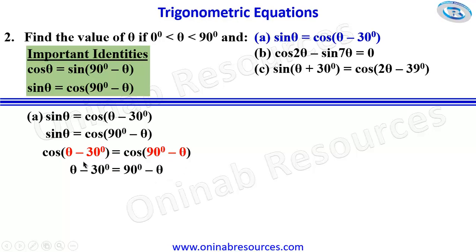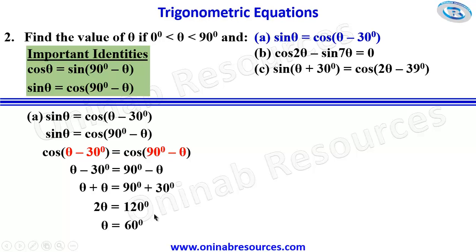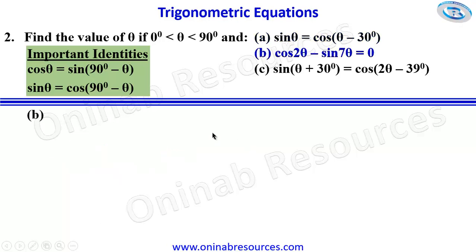Take this minus theta to the left hand side, we have theta plus theta. This 30 degrees is to be added to this 90 coming here. This is going to be 90 plus 30 degrees. Theta plus theta gives 2 theta. 90 plus 30 degrees gives 120 degrees. Dividing both sides by 2, theta is equal to 60 degrees. And that's all for 2A. We then go to 2B.